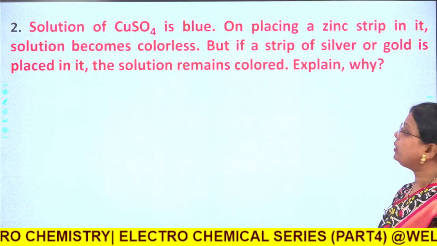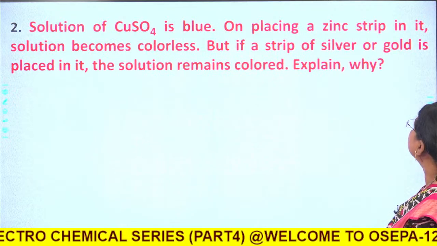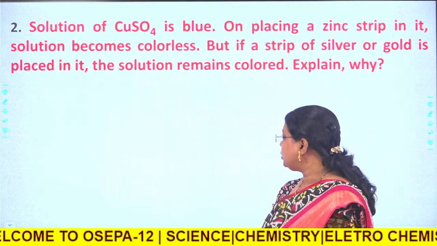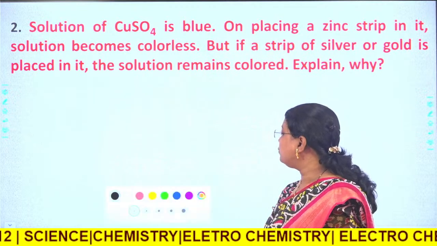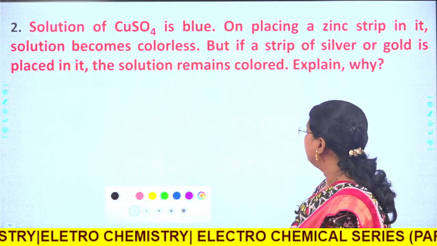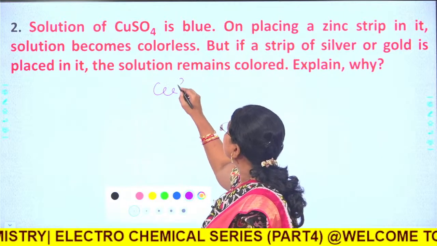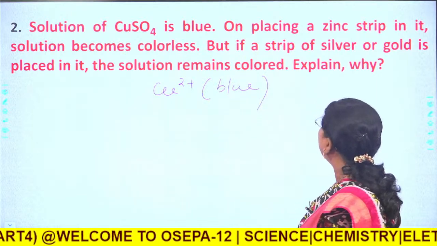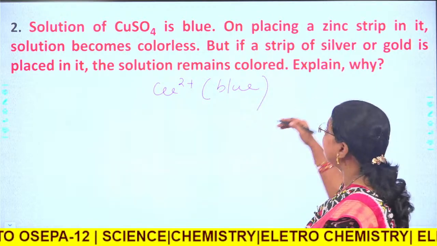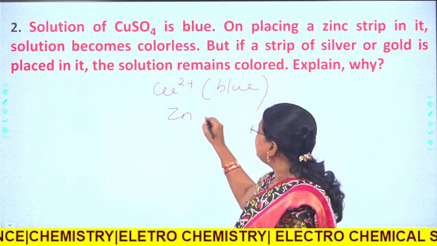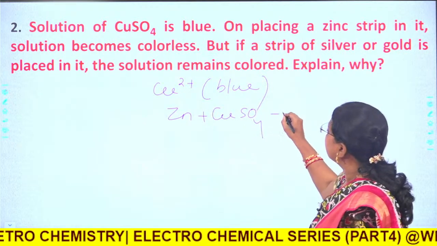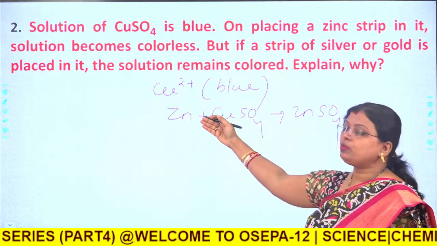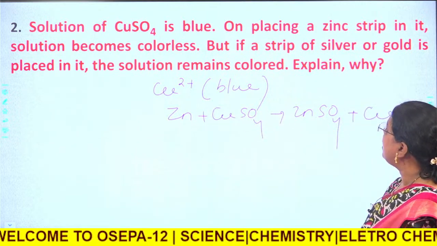The solution of copper sulphate is blue. On placing a zinc strip in it, the solution becomes colorless. Why? The color of copper sulphate is blue due to the presence of Cu2 plus ion, which is blue in color. But on placing a zinc strip in it, what will happen? When zinc is placed in it, ZnSO4 is produced plus Cu. So there is no Cu2 plus ion. That's why the solution will become colorless.